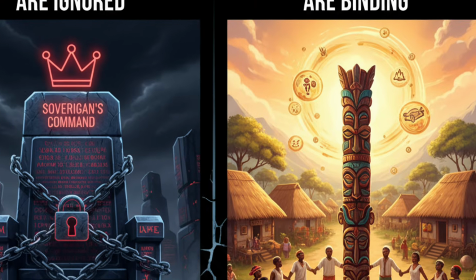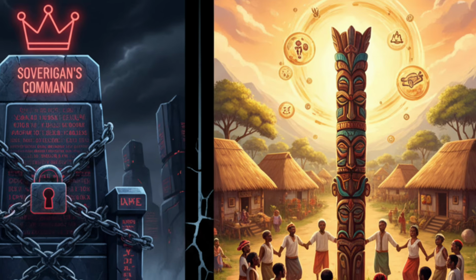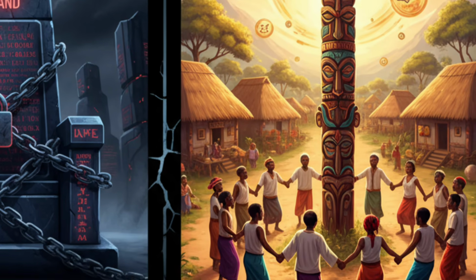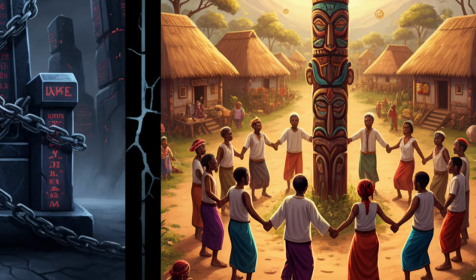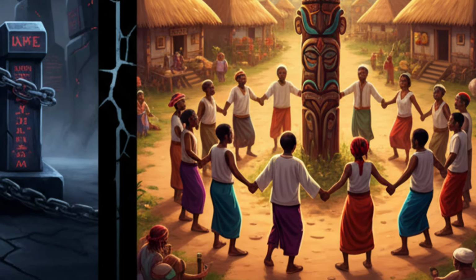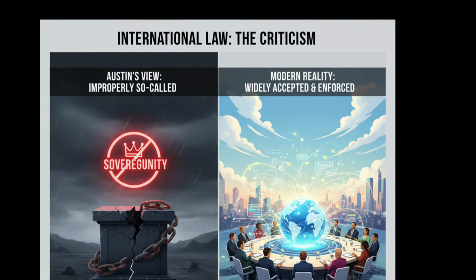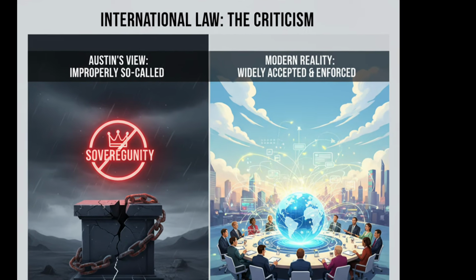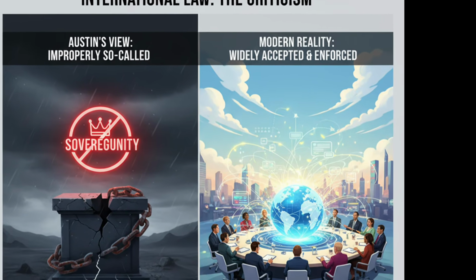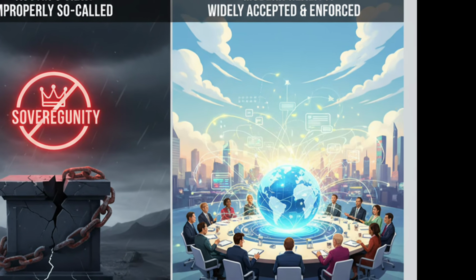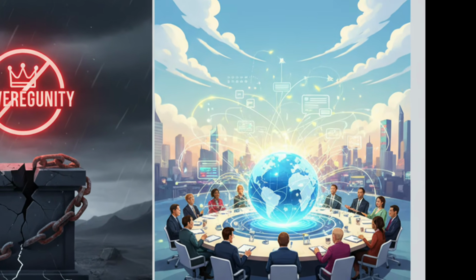Number 3, customary laws. Many legal systems recognize customs as binding, but Austin ignores them since they do not originate from a sovereign. Custom is an important source of law which Austin ignores completely. Number 4, international law. International law is widely accepted and enforced, yet Austin considered it law improperly so-called since no sovereign enforces it. Today, treaties and conventions are legally binding between nations.